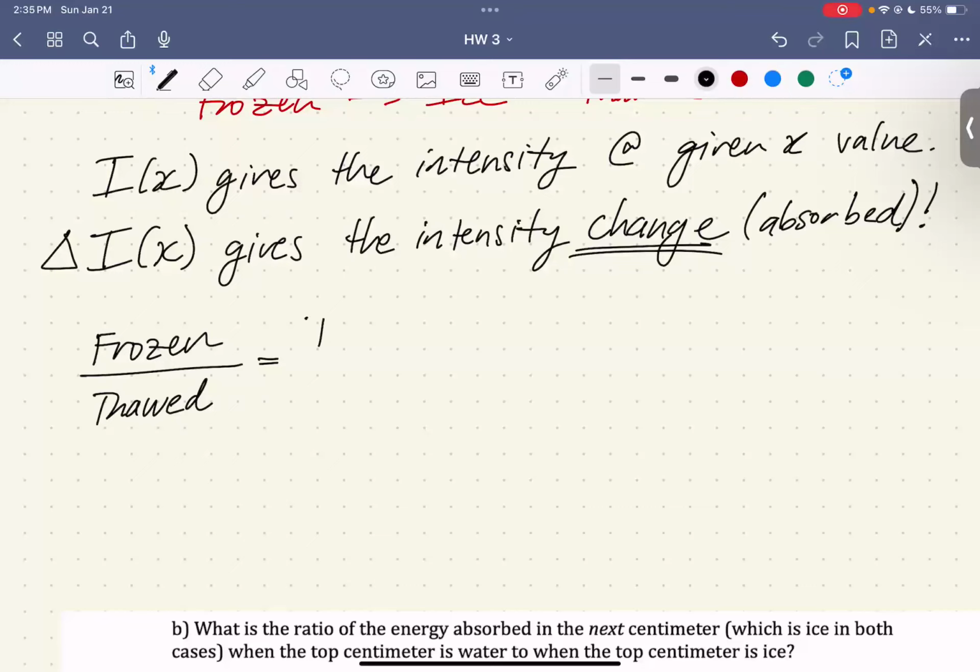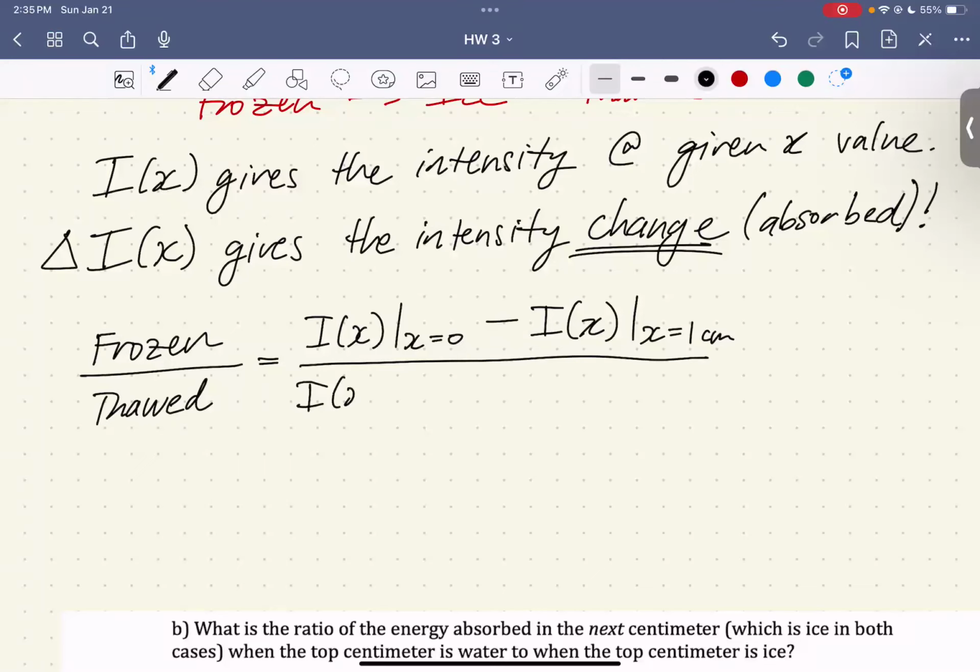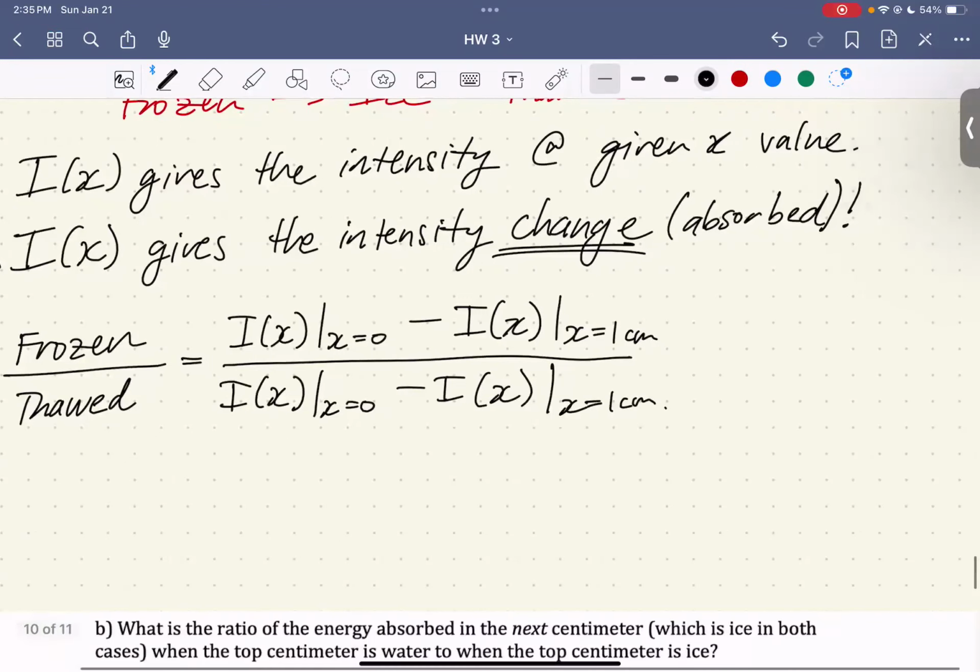So that means I of x at x equals 0 is our starting point, and we know that's I naught, but I'm going to let you fill that out. Then the new intensity is at x equals 1 centimeter. And the difference between that will give us the absorbed. I'm repeating it a couple different ways so you can see how this is working. And then we're going to write that exact same thing down here. And now you can see I wrote the exact same thing.